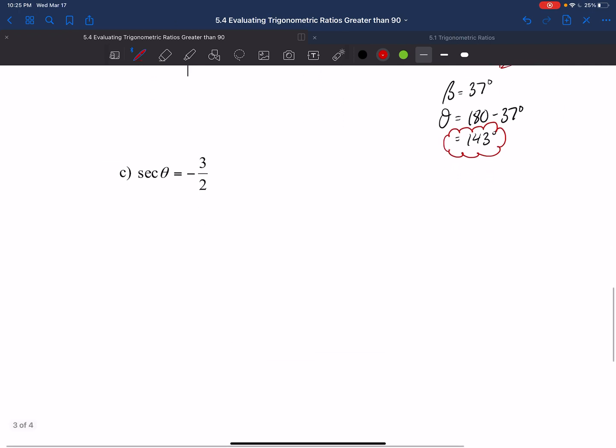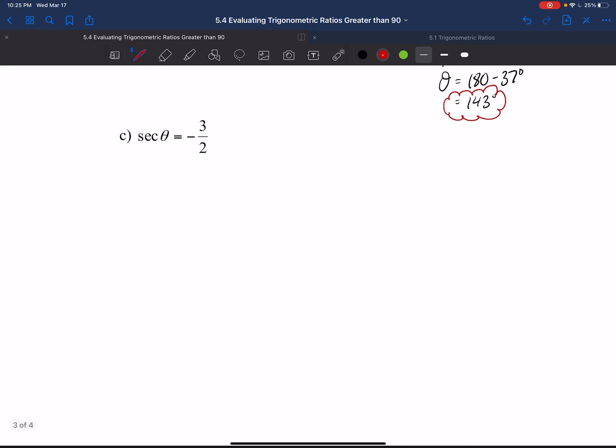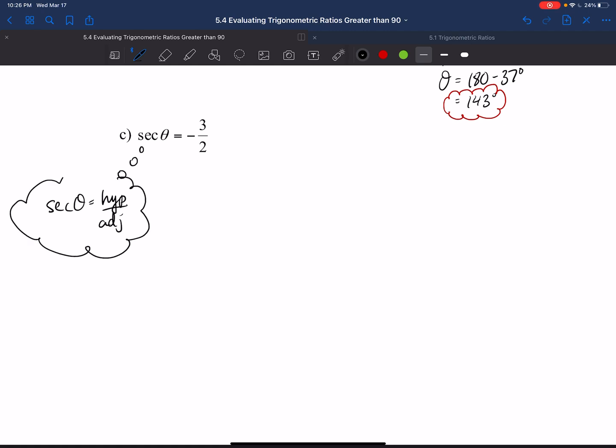All right, so now that we have secant, remember that secant theta is the reciprocal of cos. So this would be hypotenuse over adjacent, right? So cos is adjacent over hypotenuse, so the reciprocal is hypotenuse over adjacent.